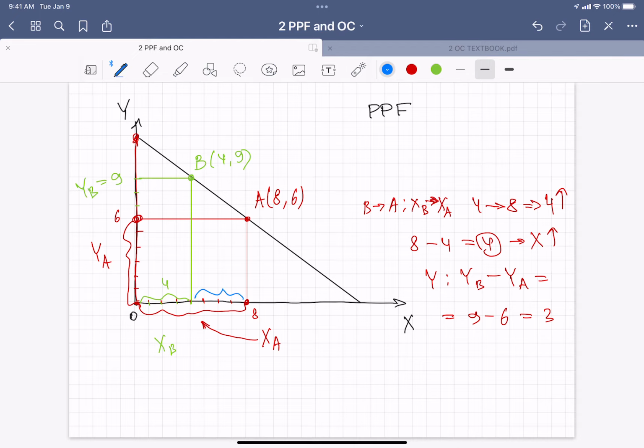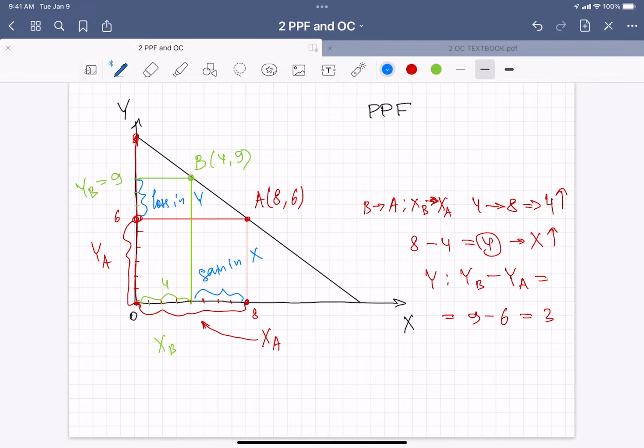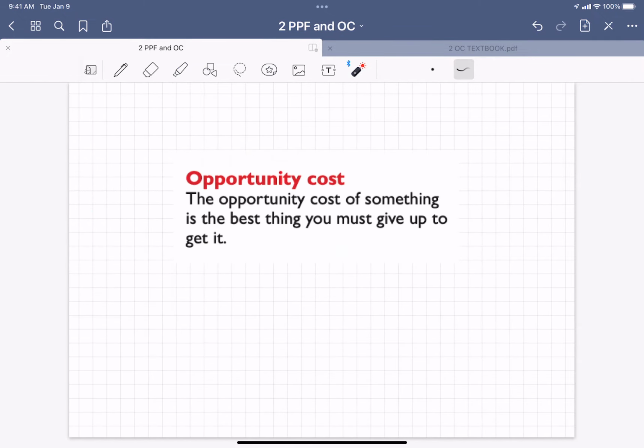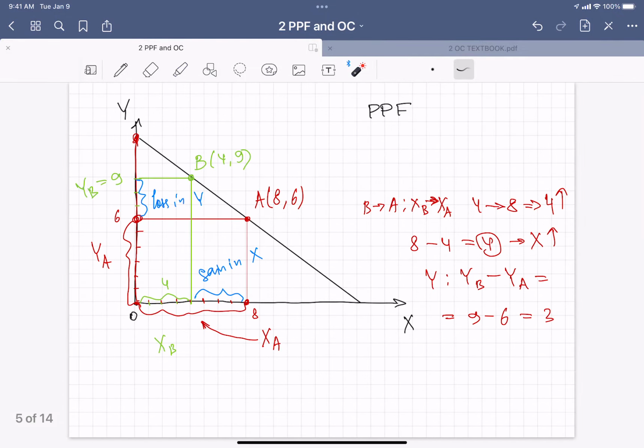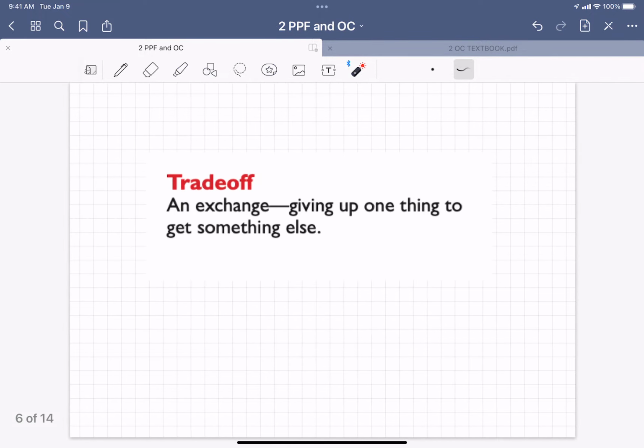So this is our gain. Maybe I'll use different colors. So this is gain in producing good X, and this is loss in producing good Y. Okay, and that illustrates this concept of opportunity cost or trade-off. So we're giving up one thing to get more of something else. And in this case, we're increasing production of good X, and we're sacrificing production of good Y. So the trade-off here is 3 units of good Y lost to gain 4 units of good X. And so in this case, 3 units of good Y is the opportunity cost of 4 extra units of good X.